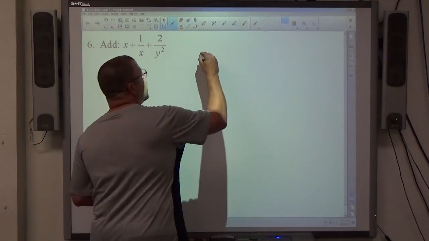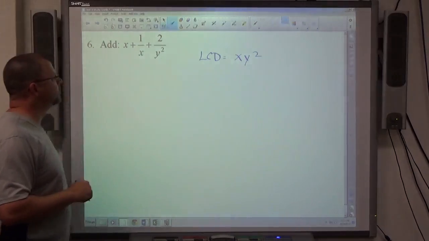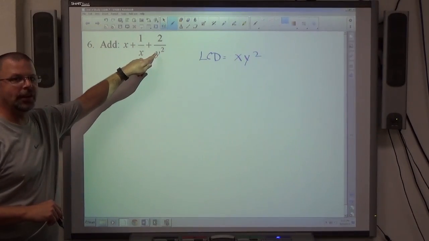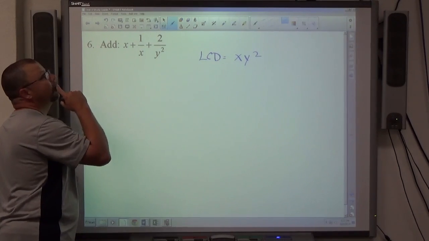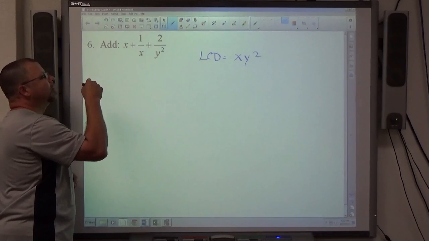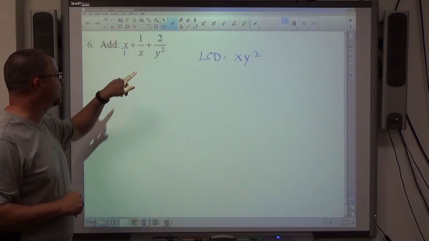The least common denominator is xy squared. X and y are the pieces in the denominators, and y to the second power is the biggest power of y. 1 is the biggest power of x. This x on top doesn't factor into the least common denominator, it just happens to match this one, but it doesn't have to.